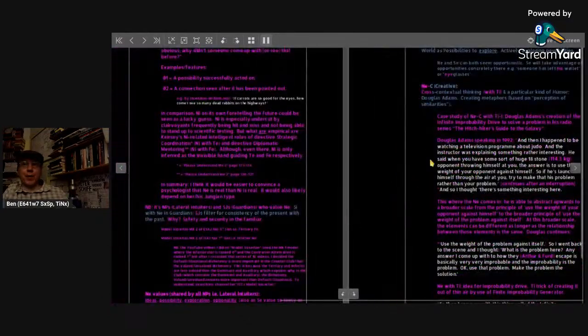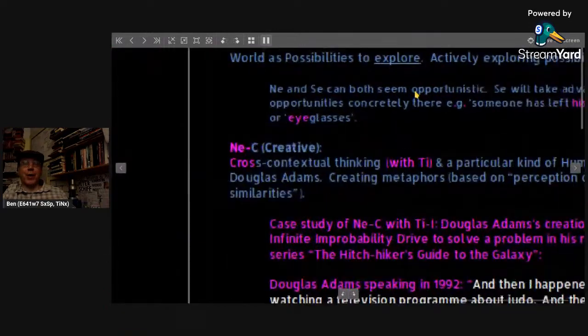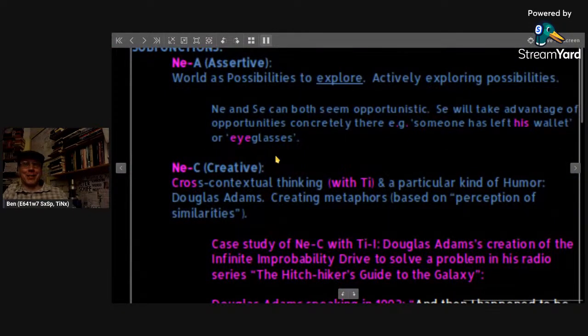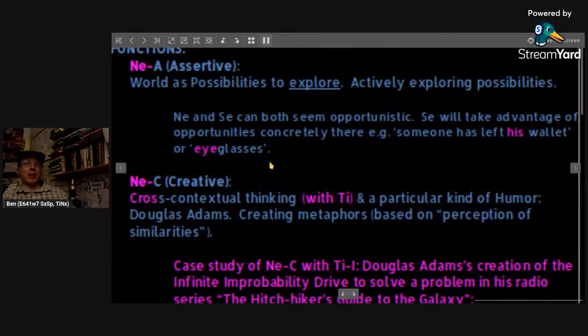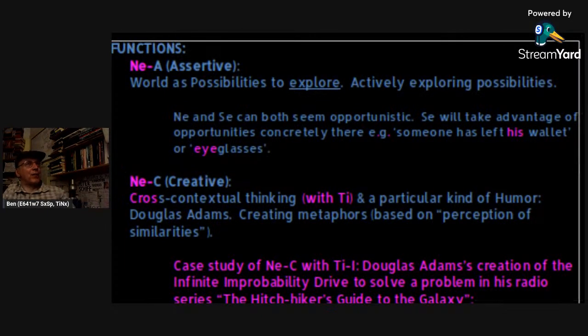Oh, so we're in the final third of this section. Subfunctions. So I adapted this from Victor Gulenko's DCNH, and then I threw out the normalizing because I realized that normalizing was just created in order to see Guardians. Again, it's late at night and the FI is coming out. I'm just saying stuff. You're getting FI Ben now. World of possibilities to explore. Actively exploring possibilities. It's assertive. NE and SE can both seem opportunistic.